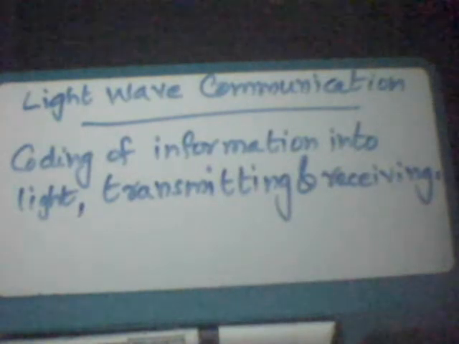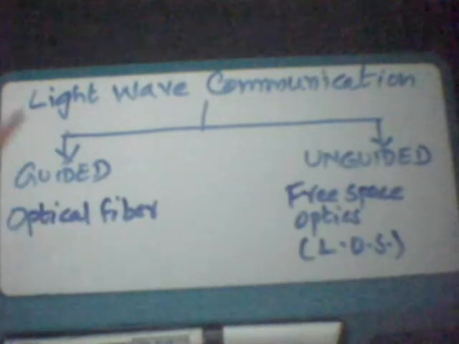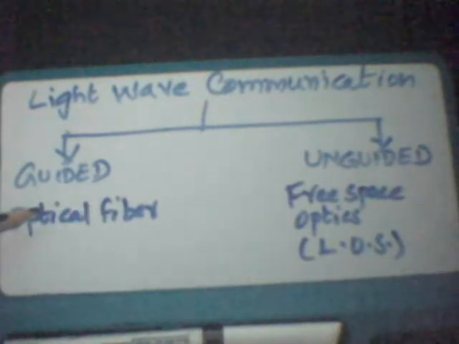Light wave communication refers to coding of information into the form of light, then transmitting and receiving at the receiving end. Light wave communications can be guided or unguided. In guided optical fiber communications, we use optical fibers which are made of glass or plastic. In unguided light wave communications, free space optics is used. It means that light is transmitted through free space. Free space optics is a line of sight communication, whereas optical fiber can tolerate some form of bending.